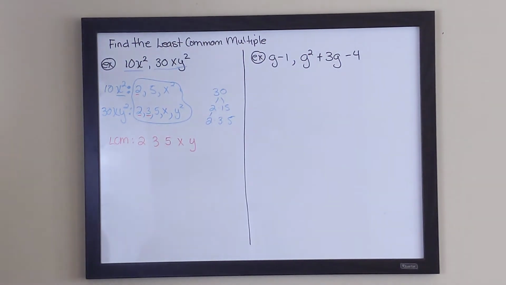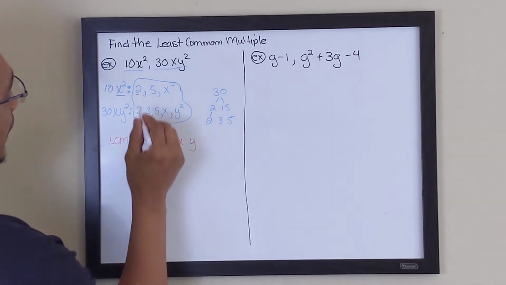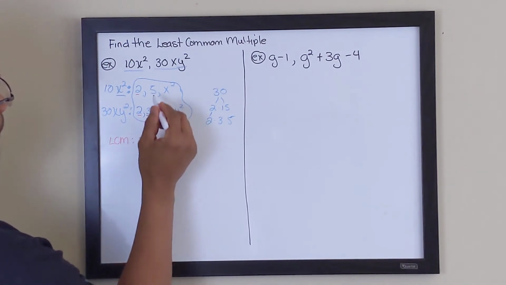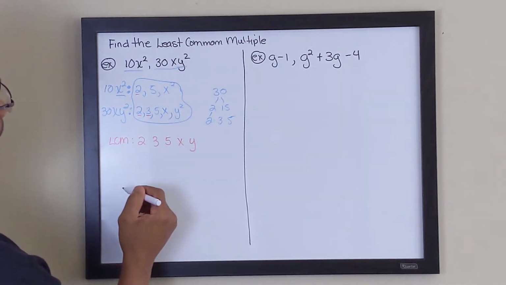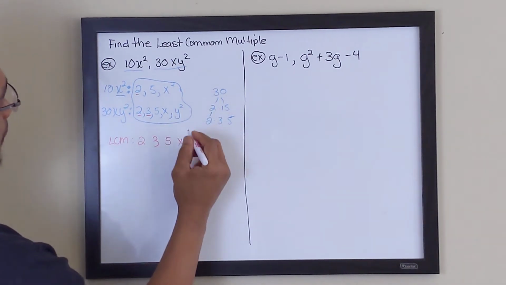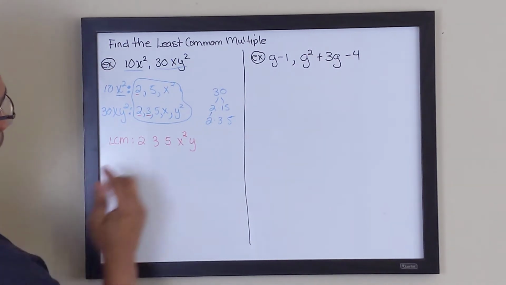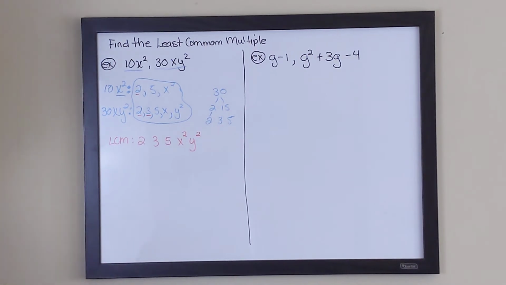The second rule in finding the least common multiple is to use the factors with the highest power. In the case of 2, they're both the same, so that stays 2 to the first power. The 3 is the same, to the first power. The 5 is the same, to the first power. However, for our x's, the x squared has the highest power, so that's what we're going to use. And for the y squared, we only have one, which is to the second power.